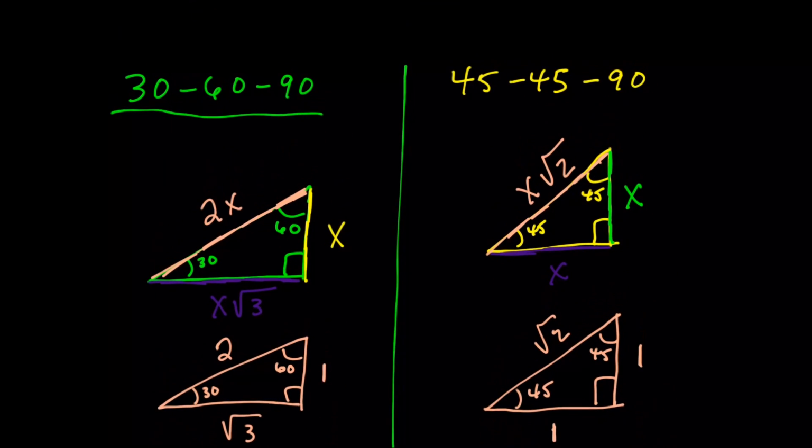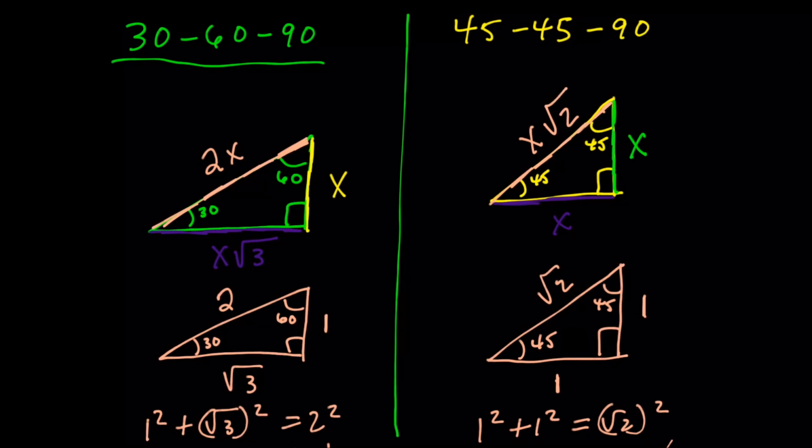Alright, so we did a little review of the Pythagorean theorem. We looked at a couple of special cases of right triangles where we can find sides even only knowing one side. And we'll use this information in some future videos as we get into some more advanced topics.